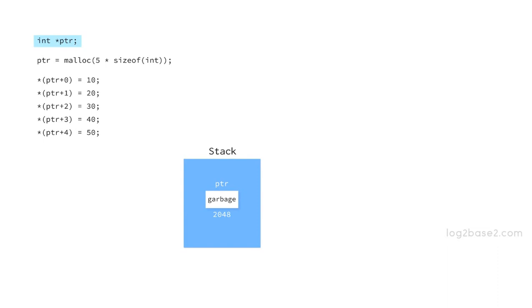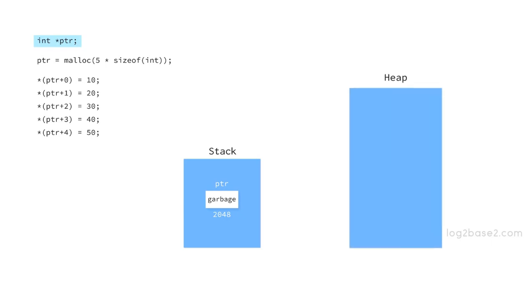Next, we have a dynamic memory allocation statement which uses the malloc function. The malloc function takes one argument, which is the size of memory needed in bytes, and it returns the base address of the memory allocated. That is, if we have malloc of 10, 10 bytes of memory will get allocated in the heap and its base address returned. So here in this program, we have malloc of 5 into sizeof int. It means we need memory for 5 integers.